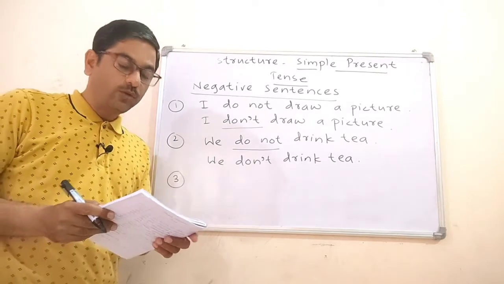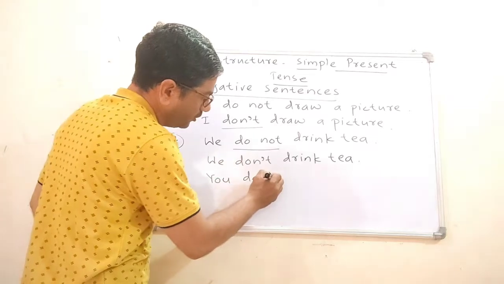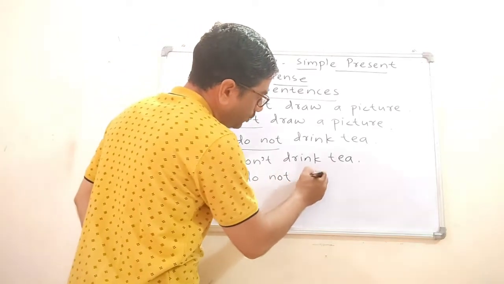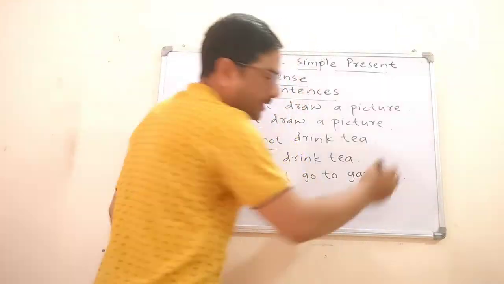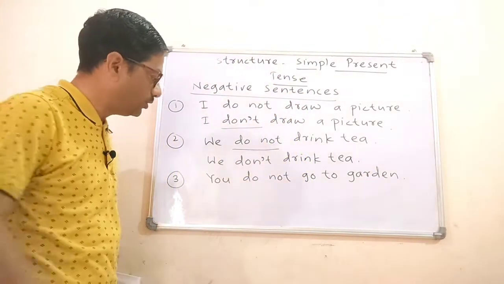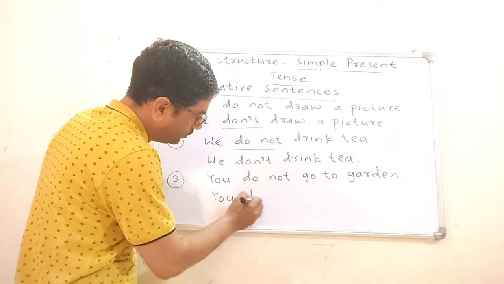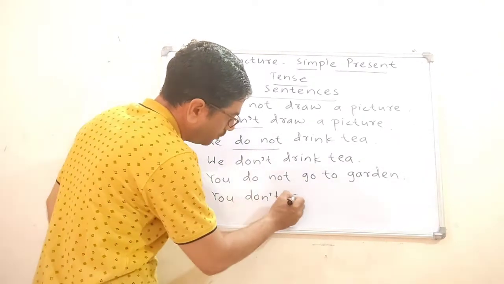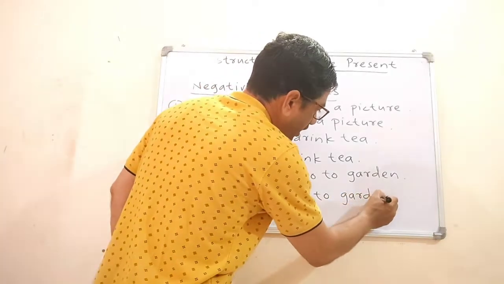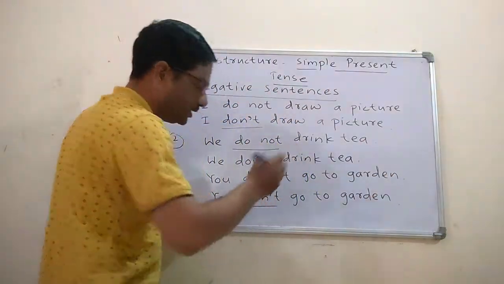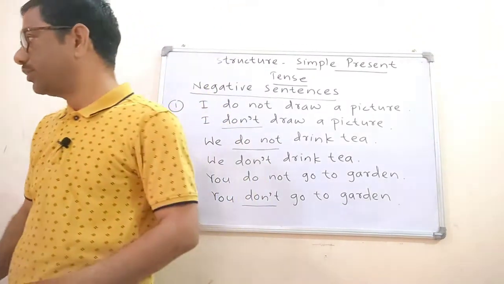You do not go to garden. You can write the same sentence in this way also: You don't go to garden. So here we have made use of don't, that is the short form of do not.